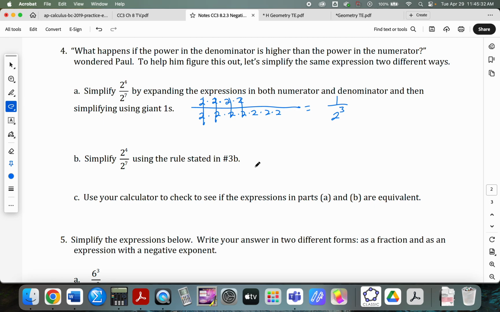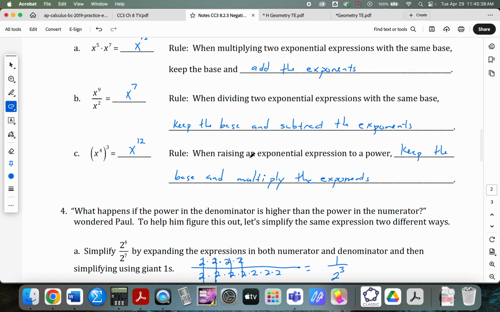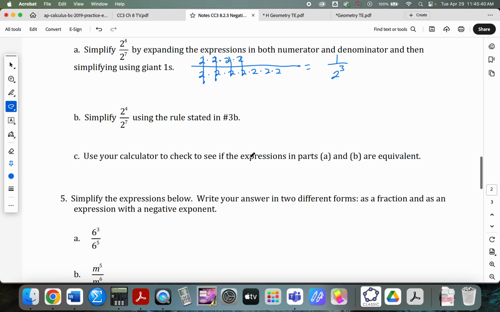All right, so now let's simplify using the rule stated in 3b: keep the base and subtract the exponents. Well, what's 4 minus 7? It's -3.